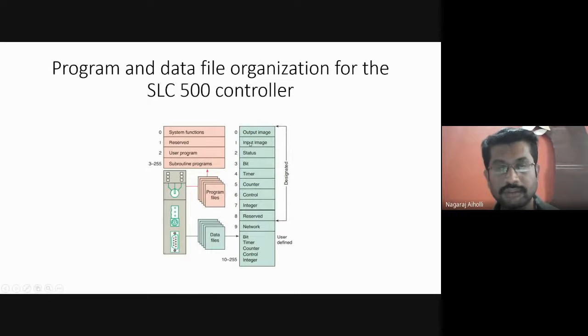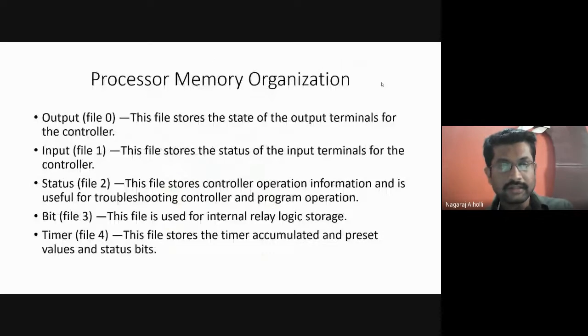Then, this is regarding your program files. And data files, we have the output image file, which is used to store the information of the output device. Input image, which is used to store the indication of the input status of the input field device. And status information, which stores the controller operation information, that is the processor or CPU functionality, being stored in status file 2. Bit file 3 is for storing the internal relay logic, that is stored in file number 3.